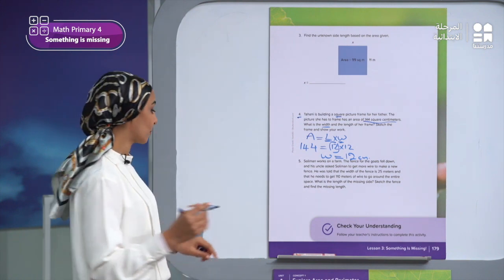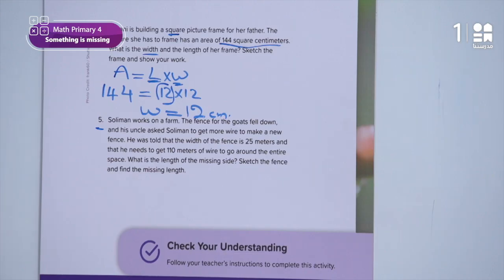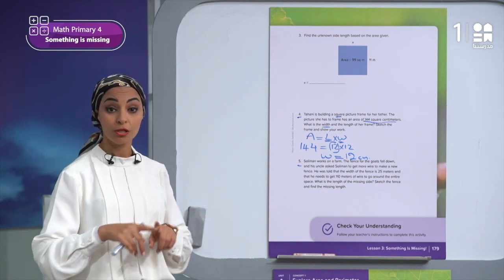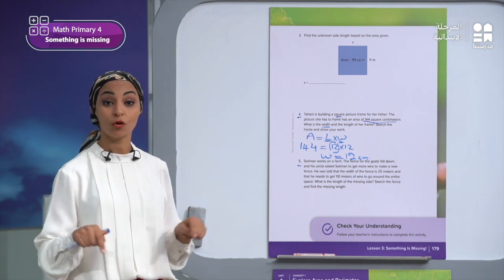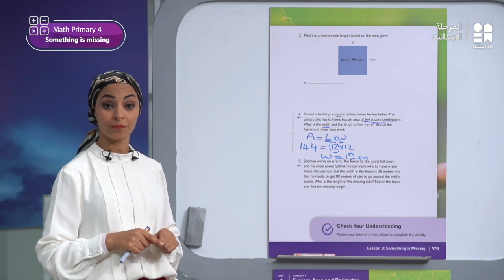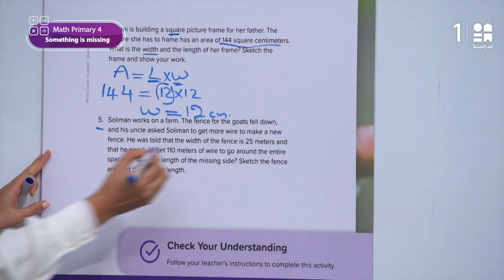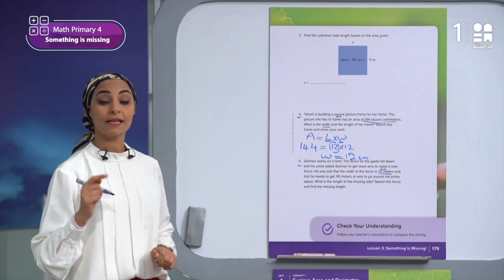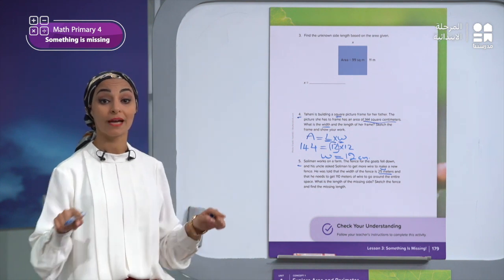Now let's move to problem number 5. Here's problem number 5. Problem number 5 بتقول لي ايه؟ بتقول لي سليمان works on a farm. The fence السور بتاع الجوتس for the goats fell down. السور وقع. And his uncle asked سليمان to get more wire. قال له يجيب more wire عشان يعمل new fence. He was told that the width of the fence is 25 meters. خلاص احنا عرفنا ان ال width 25 meters. Okay?